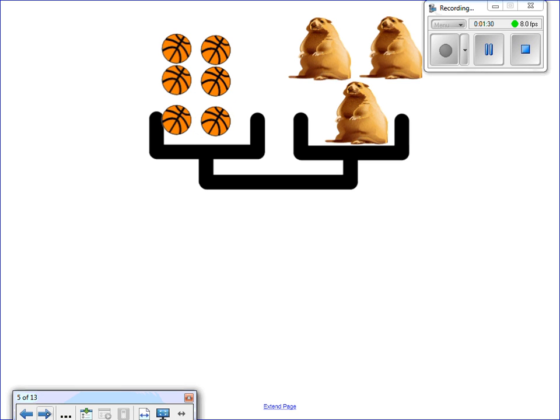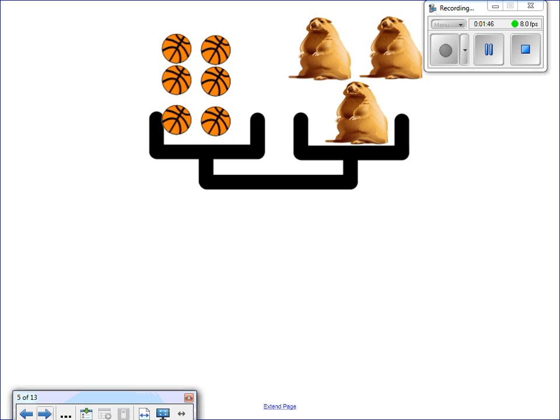I enjoy this because I get to play with some pictures. Looks like I have a chubby prairie dog. I have 6 basketballs on one side, and I have 3 prairie dogs on the other side. So there's going to be some math involved with this. How much does a prairie dog weigh?